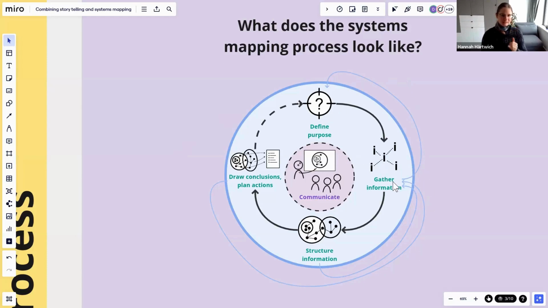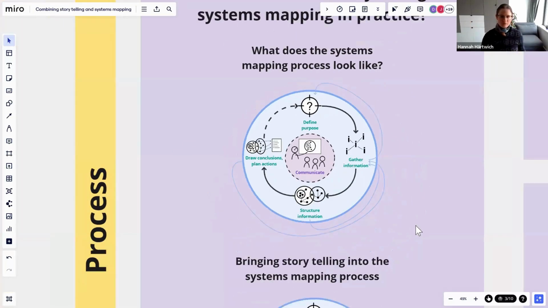So we want to always check back in with our purpose multiple times. We're going to move between structuring information and gathering information many times. So once we have a first structure, it becomes easier to tell, okay, where's information missing? Where can we find that information? And eventually go to drawing conclusions from there.